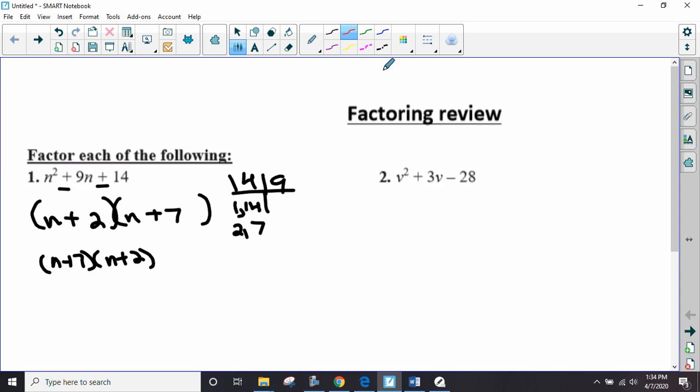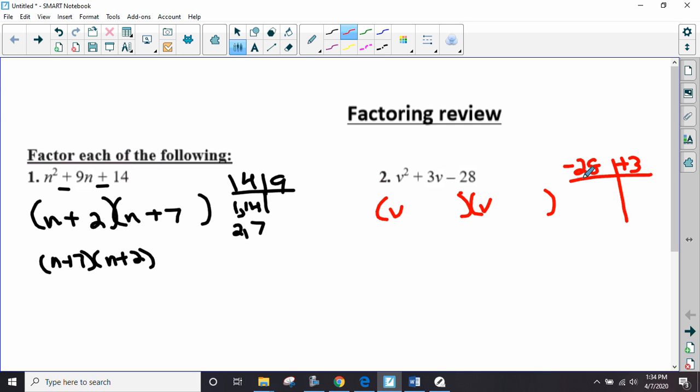Alright, now go over here, very similar. We know we're going to have a v as our variable. Alright, this is where it gets a little interesting. We've got to think of the factors of negative 28 that combine to give us positive 3.